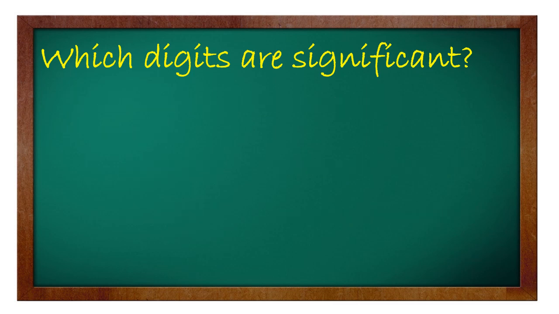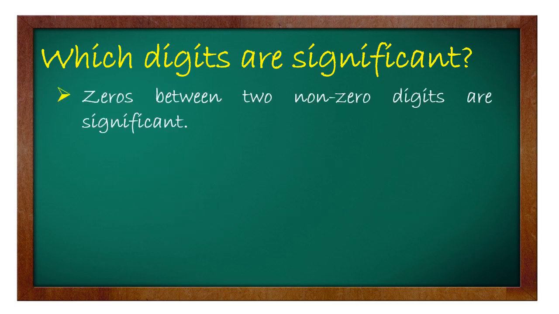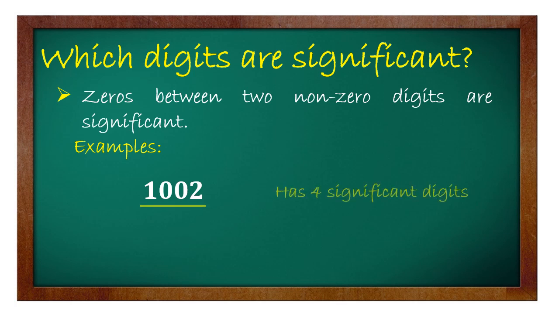Another rule to be considered is zeros between two non-zero digits are significant. Iko-consider lang natin ng significant ang zeros kapag nasa pagitan siya ng dalawang non-zero digits. For example, I have here 1,002. So, ang digits natin are 1, 0, 0, and 2. So, nasa pagitan ng 1 and 2 yung dalawang zero. So, ibig sabihin, we can consider those two zeros as significant. So, we have a total of 4 significant digits.